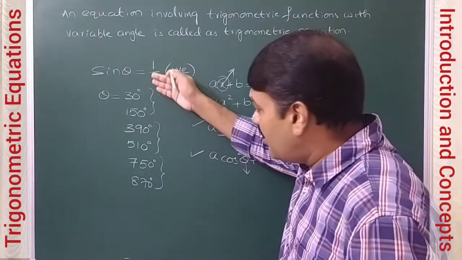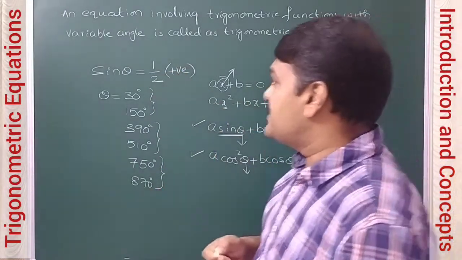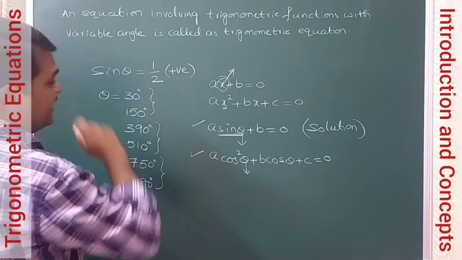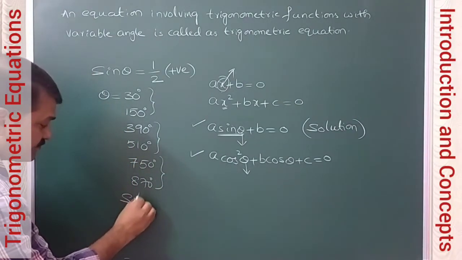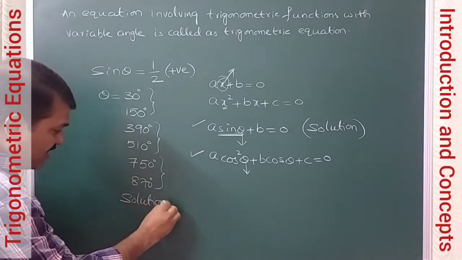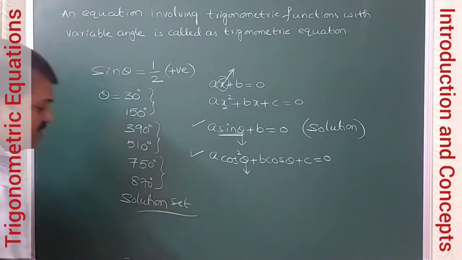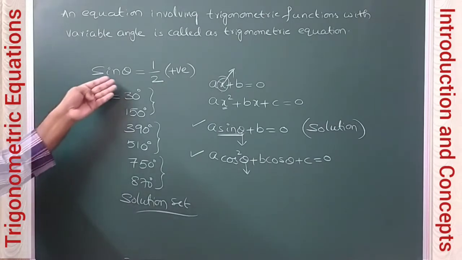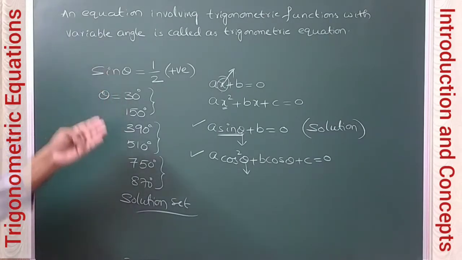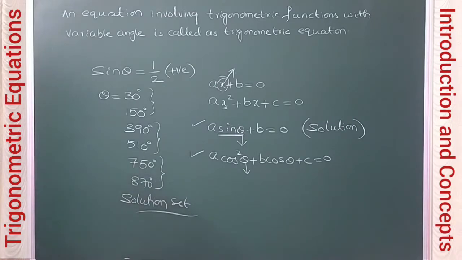The set of all solutions satisfying a particular trigonometric equation can be written as a solution set. So the set of all solutions satisfying the particular trigonometric equation is called the solution set.